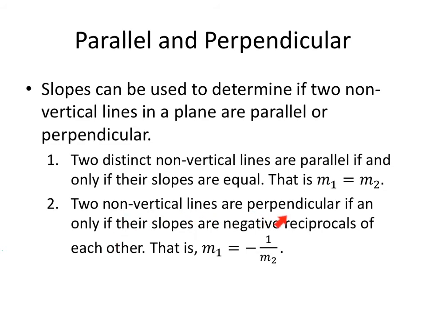Two non-vertical lines are perpendicular if and only if, there should be a D on here, if and only if their slopes are negative reciprocals of each other. That is, m1 equals negative 1 over m2. Another way we might say this is that two non-vertical lines are perpendicular if their product equals negative 1. And depending on the textbook, some people define it as I have written, while others define it as I have it typed. Either way, it's the same thing.